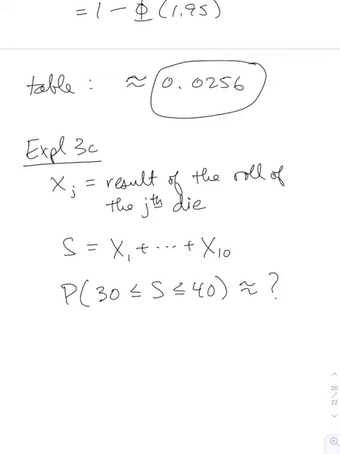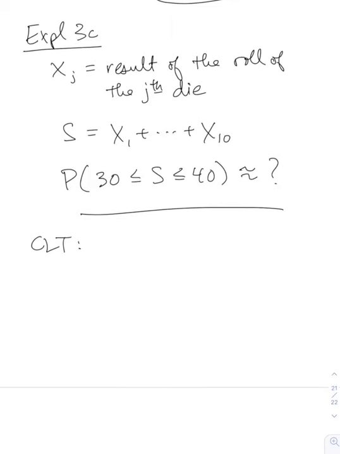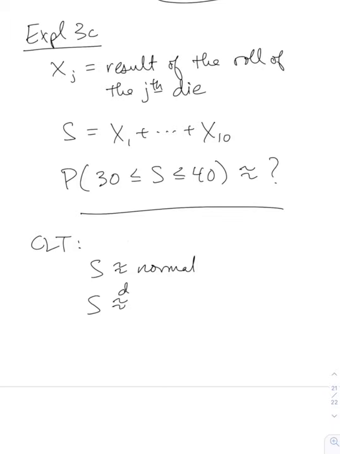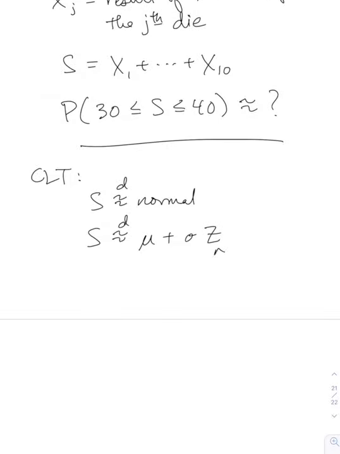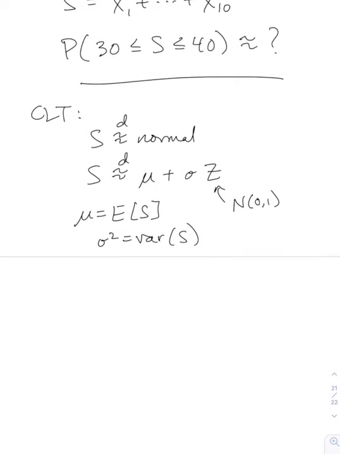All right, so we use the central limit theorem, and I'm just going to say that S is approximately normal in distribution. So S has approximately the same distribution as mu plus sigma Z, where Z is a standard normal, mu is the expected value of S, and sigma squared is the variance of S. Let's figure out what those are.